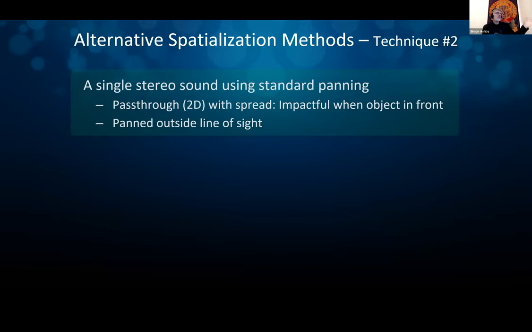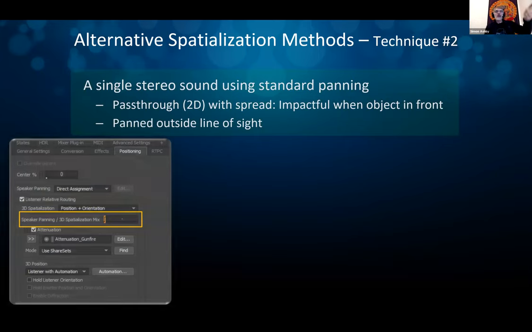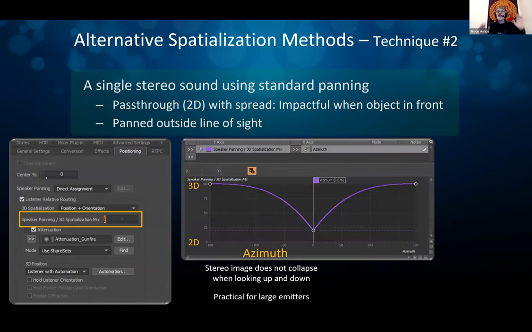But as soon as you start panning to the left or the right, then it will collapse to a mono source and be spatialized around you. So to accomplish that, what they've done is simply attaching the speaker panning 3D spatialization fader to an RTPC, and especially for large emitters, they would attach it to azimuth so that if it's in front of you, it's stereo. If you move left, right, it will collapse to mono, but if you just look up or down, it would stay stereo if the object is still in front of you.